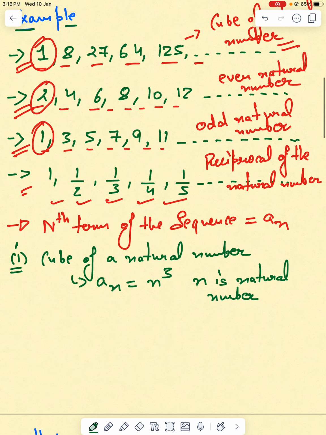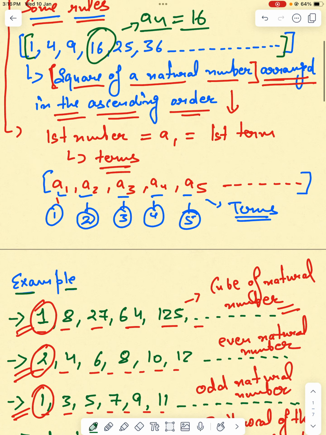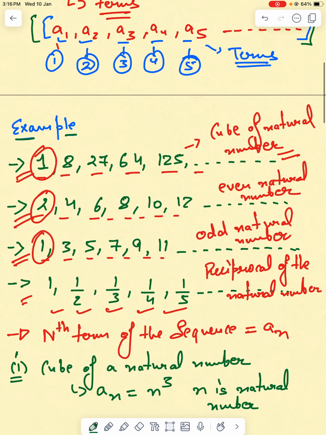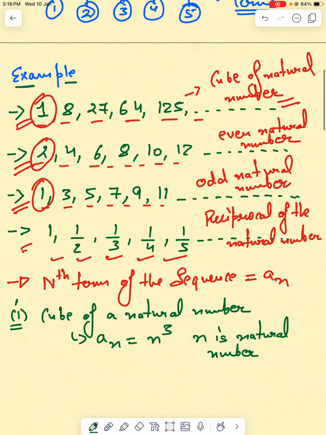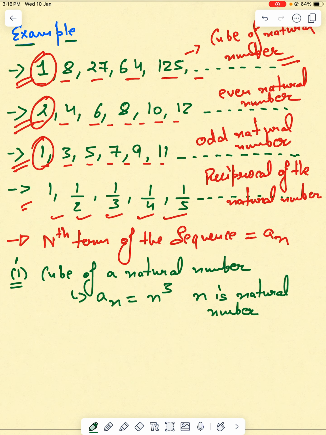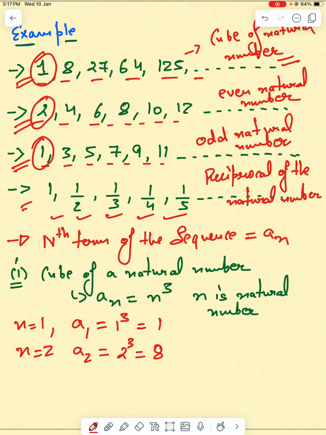We have already learned how to express any sequence in the form of terms, that is a1, a2, a3, and so on. If I want to find the first term of this sequence, what do I have to do? I have to put the value n equals 1. You will get a1 equals 1 cube, which is 1. What about n equals 2? You will get your second term, which is 8.